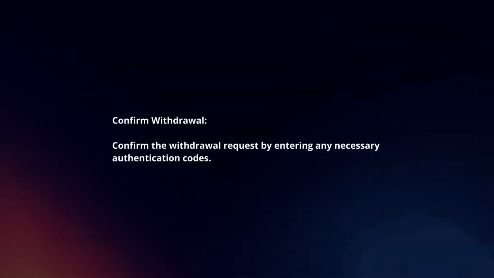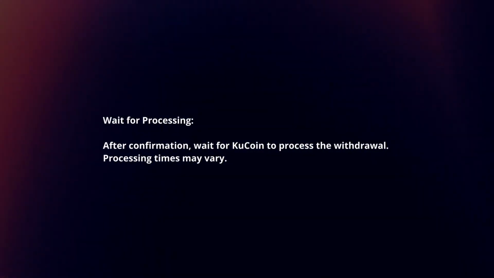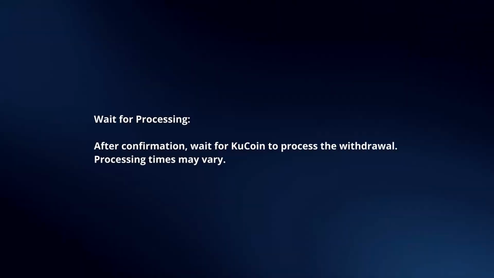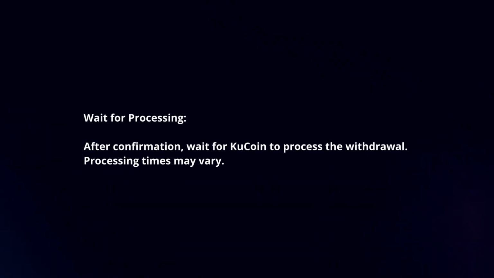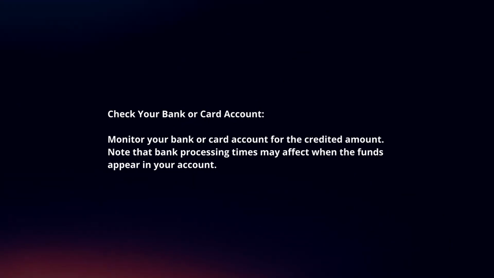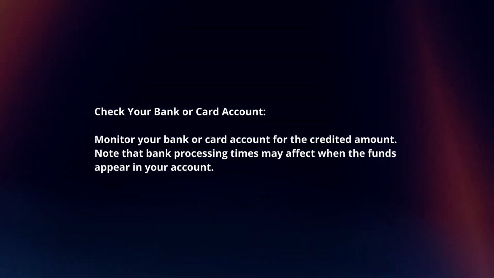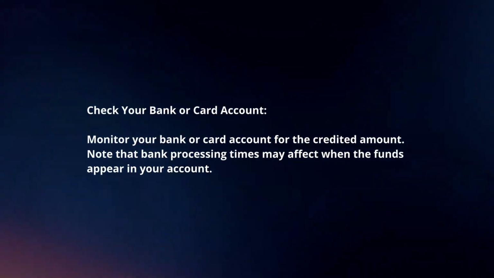Confirm withdrawal. Confirm the withdrawal request by entering any necessary authentication codes. Wait for processing. After confirmation, wait for KuCoin to process the withdrawal. Processing times may vary. Check your bank or card account. Monitor your bank or card account for the credited amount. Note that bank processing times may affect when the funds appear in your account.